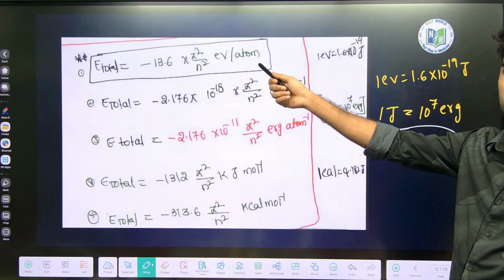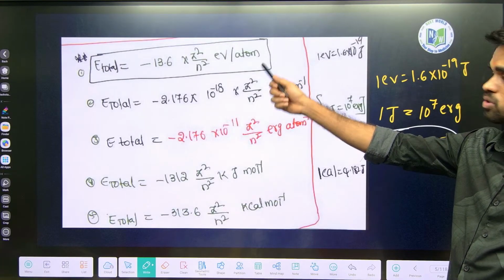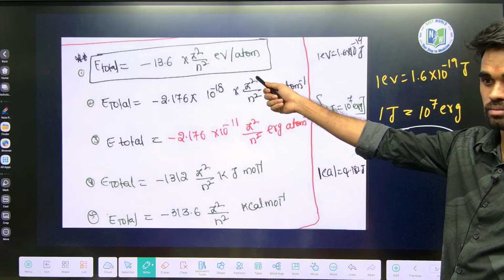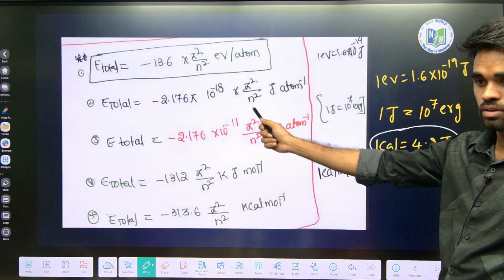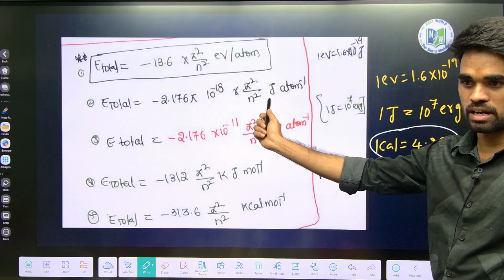How much did I tell you? N is 2, square, hydrogen atom, so 1 by 4. This number divided by 4, that is your final answer.